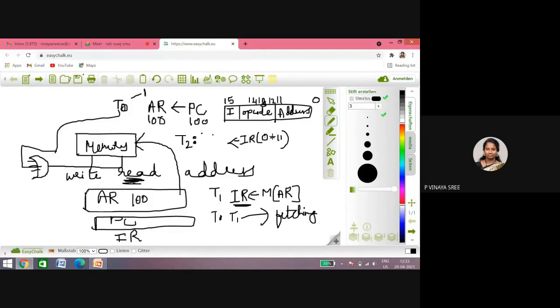Instruction register from 0 to 11. What we have in this must be placed in which register? Address register. Good, very good. So it must be placed in the address register. Why? Because an instruction format is of three types: one is a mode, opcode, and an address. Whatever we have in 0 to 11 must be placed in the address register.